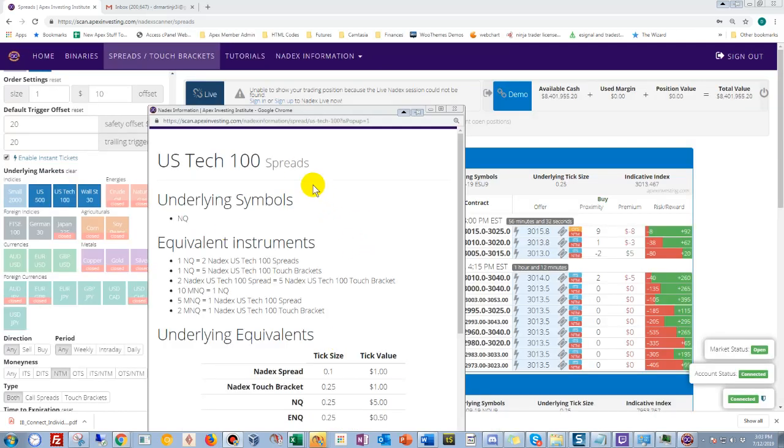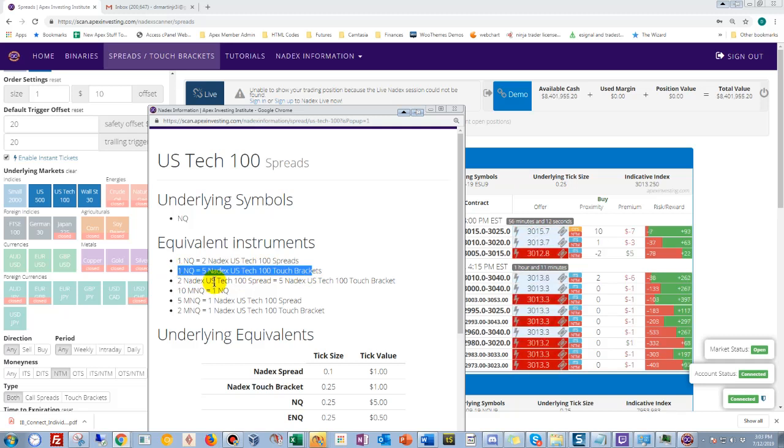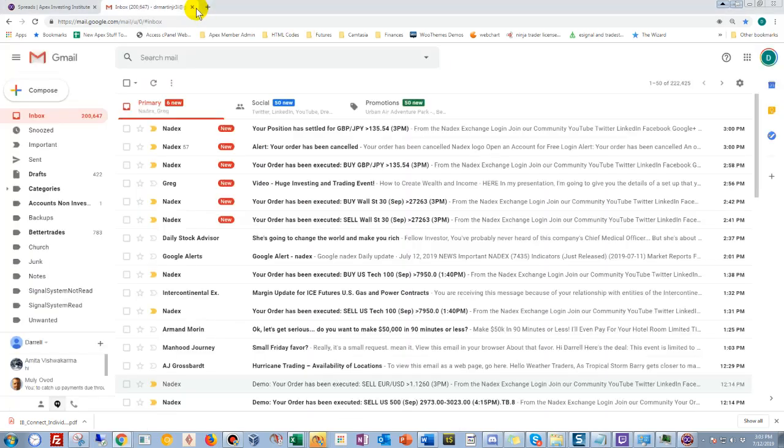Another example here on NQ, you can see that it's different. Like NQ ticks in quarters. Well, the touch brackets also tick in quarters. And it tells you the equivalencies. Like it takes 2 touch spreads to equal 1 NASDAQ future, but it takes 5 Nadex touch brackets to equal 1 NASDAQ future. So, anyways, we have all the equivalencies in there. It does a lot of math for you automatically. Makes life a little bit easier.